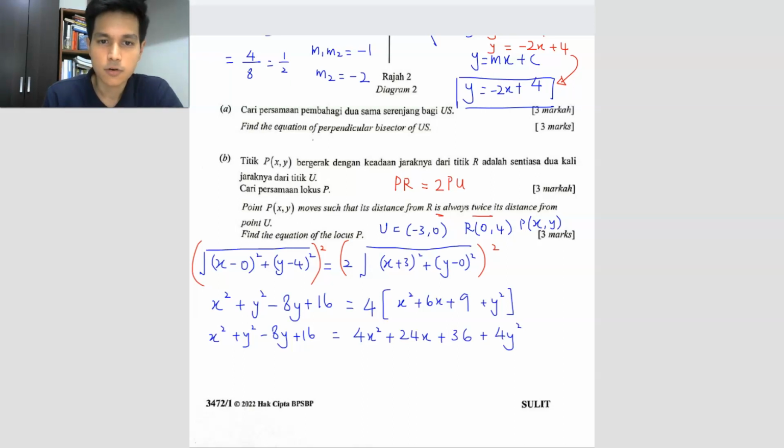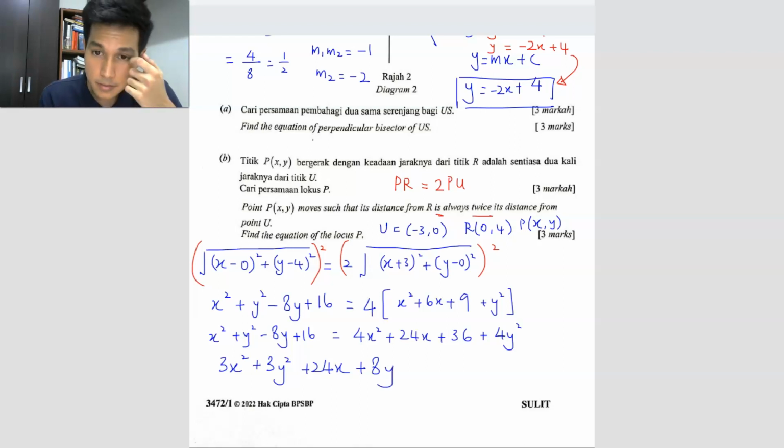So now I'm going to shift everything to the other side. I'm going to shift all together. So here 4x squared and x squared, you get 3x squared, and then y squared and 4y squared, you get 3y squared, and then the x term remains plus 24x, and then I bring this over, it will become positive 8y, and then 36 minus 16, so you should get 20. Yeah, 20, equals 0. So this is your equation.